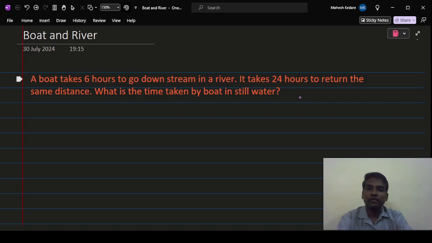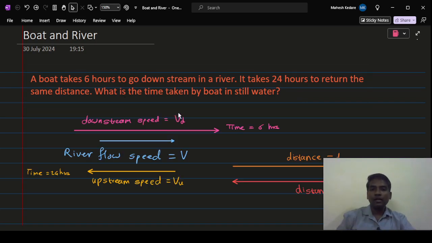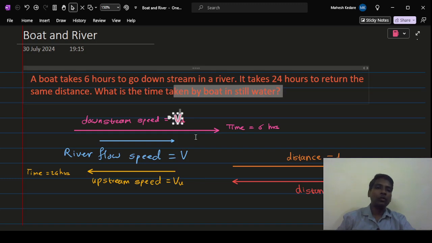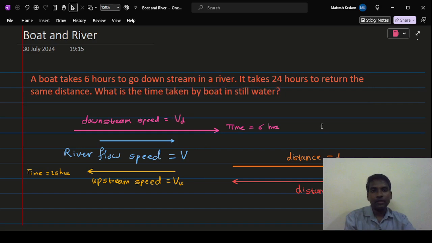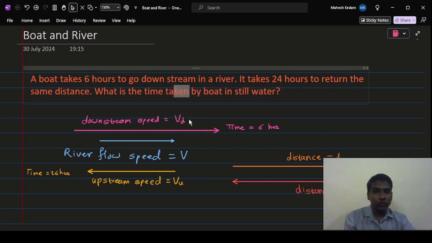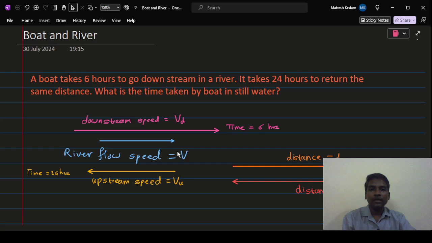Let's show this situation by a simple diagram. In this diagram, Vd represents speed of boat when it travels downstream. When it travels downstream, Vd is the speed that we measure from ground, in relation to the ground. This V represents speed of river and Vu represents the speed of boat when it travels upstream. We must note that the speed of boat when it travels downstream is higher than the speed of boat when it travels upstream, when it is seen from the ground.